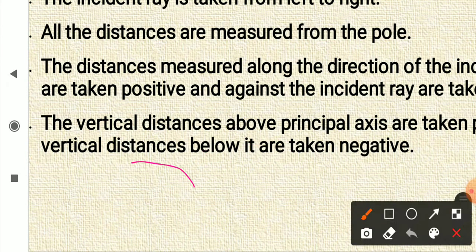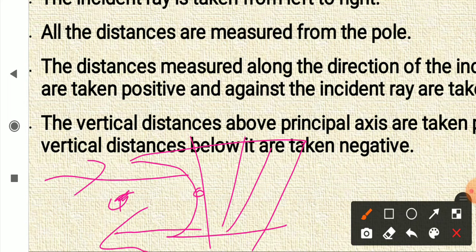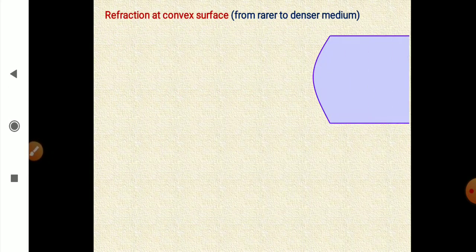Similarly, if I take a concave refracting surface, then the center of curvature lies in the air and the pole is here and the direction of the incident ray is from left to right, then the radius of curvature is measured opposite to the direction of the incident ray. So the radius of curvature here is negative. And so let us start with refraction at a convex surface from denser to rarer medium.